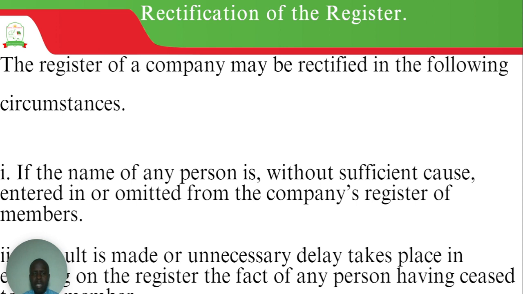And we are saying through the court, the following may apply for the register to be rectified. Number one is an aggrieved person. You may be aggrieved in the sense that you maybe received a transfer of shares and the company forgot to update their register. So you are aggrieved because you feel that maybe your rights have been violated. Any other member of the company can also apply for rectification of the register.